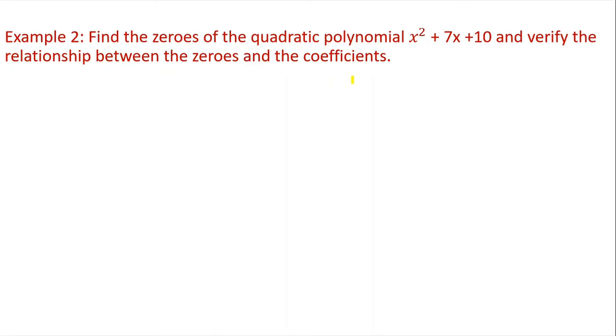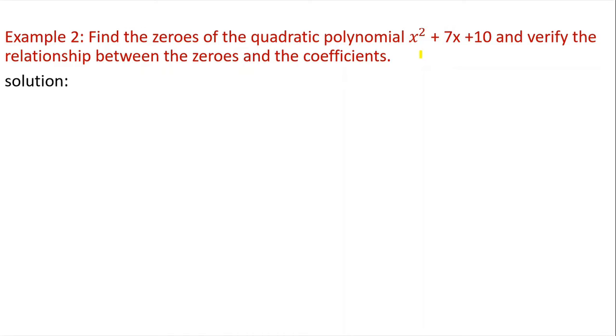Here in the question, they are given a quadratic polynomial and they want us to find the zeros for the quadratic polynomial as well as the relationship between the zeros and the coefficients.